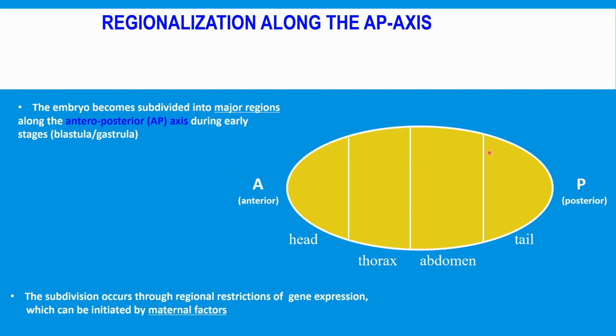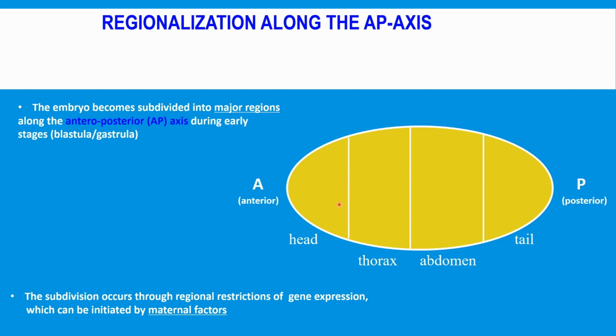We see here an example of an egg which is slightly elongated to help illustrate this. We have the anterior here, posterior here, and the embryo becomes subdivided into regions. For example, the head, the thorax, the abdomen, and the tail. And this subdivision occurs through regional restrictions of gene expression, which can be initiated by the maternal factors deposited in the egg. So the maternal factors can act on genes such that only certain regions of the animal will switch on those genes. So the head will switch on a gene, but the tail won't.